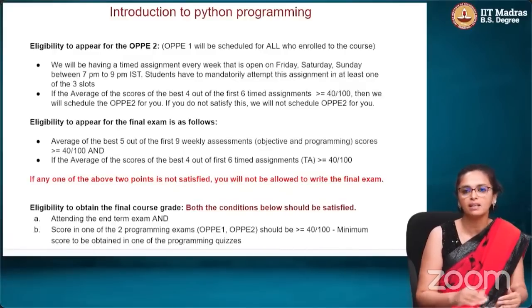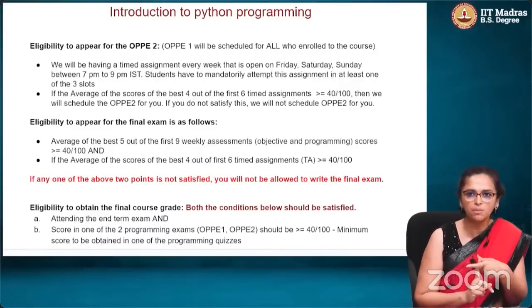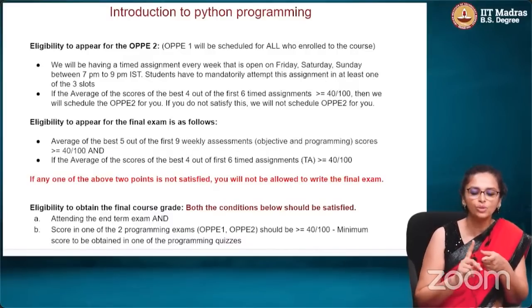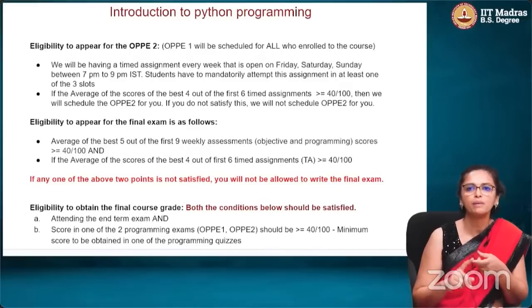So, you can see that the weekly timed assignment that we do on the weekends affects you in two ways. It determines your eligibility for OPPE 2. It determines your eligibility to get the hall ticket for the final exam. So, you need to do your weekly graded assignments, you need to do your weekend programming assignments, you need to also do your OPPE as well to be eligible for the final exam and to get a final course grade.